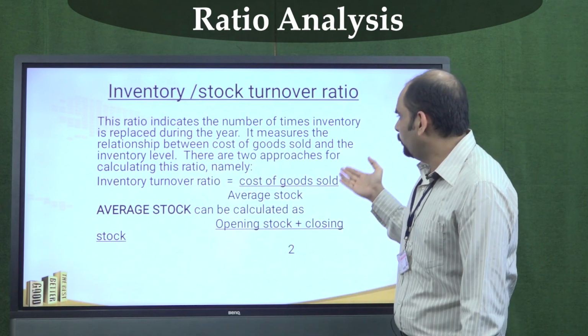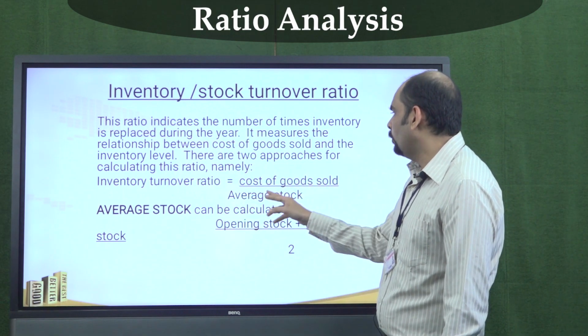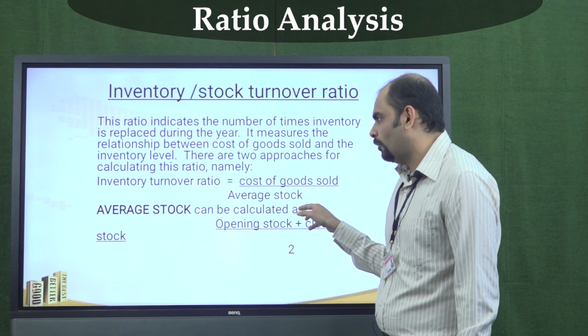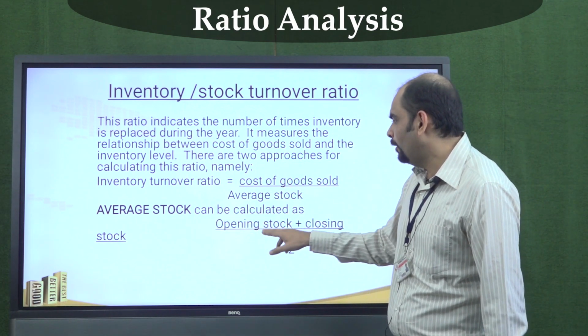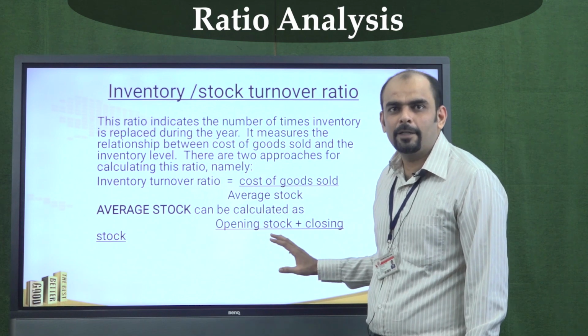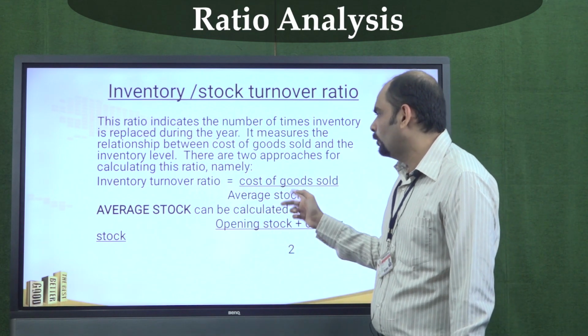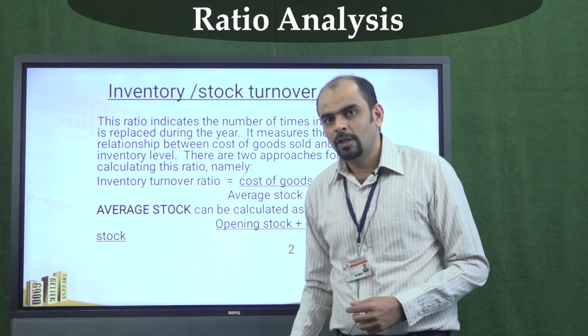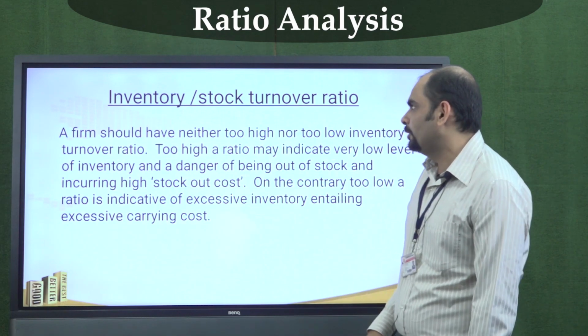There are two approaches for calculating this ratio. Inventory turnover ratio is equal to cost of goods sold upon average stock, wherein you can find out average stock by a simple formula: opening stock plus closing stock divided by 2. So use this average stock in this formula, cost of goods sold upon average stock, and you will get the answer of stock turnover ratio. Very important from the point of view of examination.